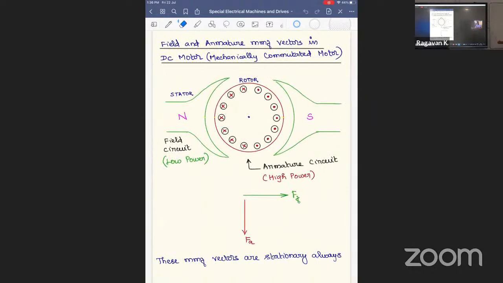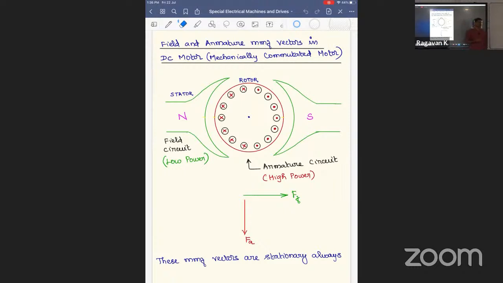So I may take some 10 more minutes just to tell the difference between the mechanically commutated motor, meaning the DC motor. I am avoiding the terminology DC motor because there is no DC motor. So there are two MMF vectors. One is the field MMF and the other is the armature MMF. Field MMF is pointing from north to south, and it is stationary. Field is stationary. The armature is rotating.